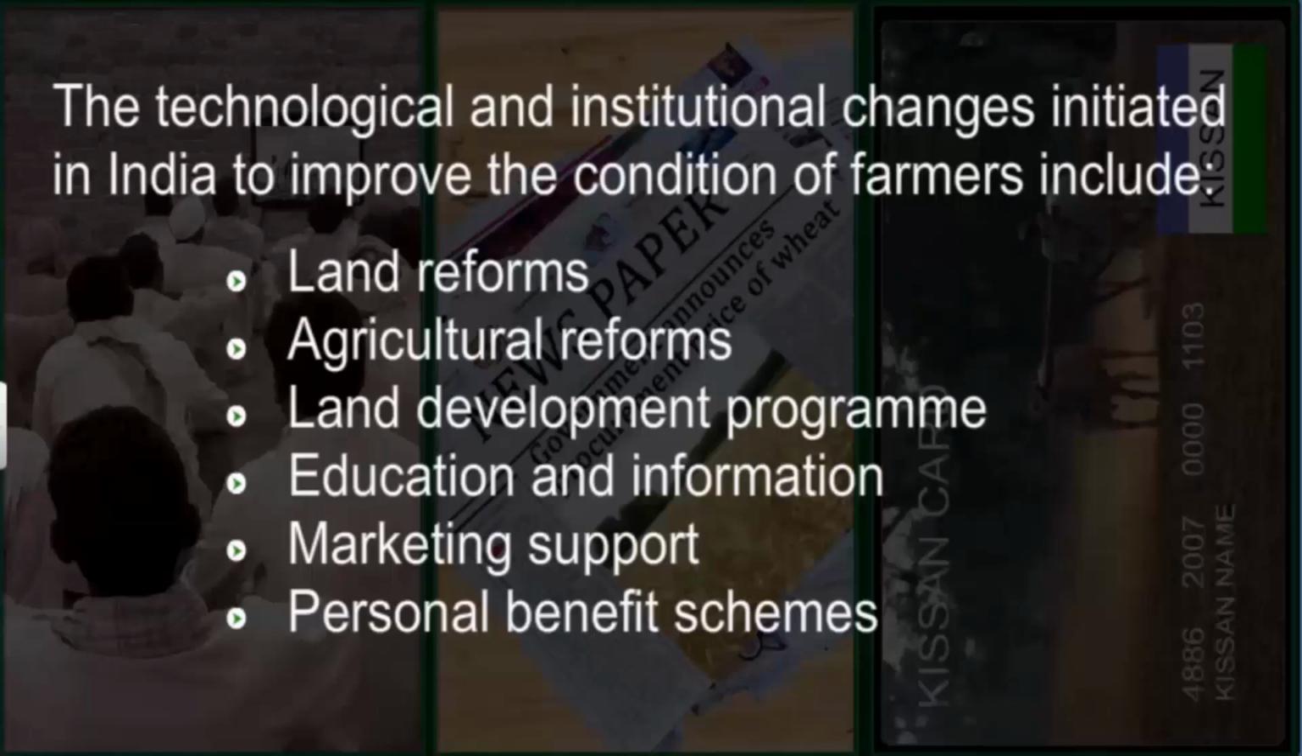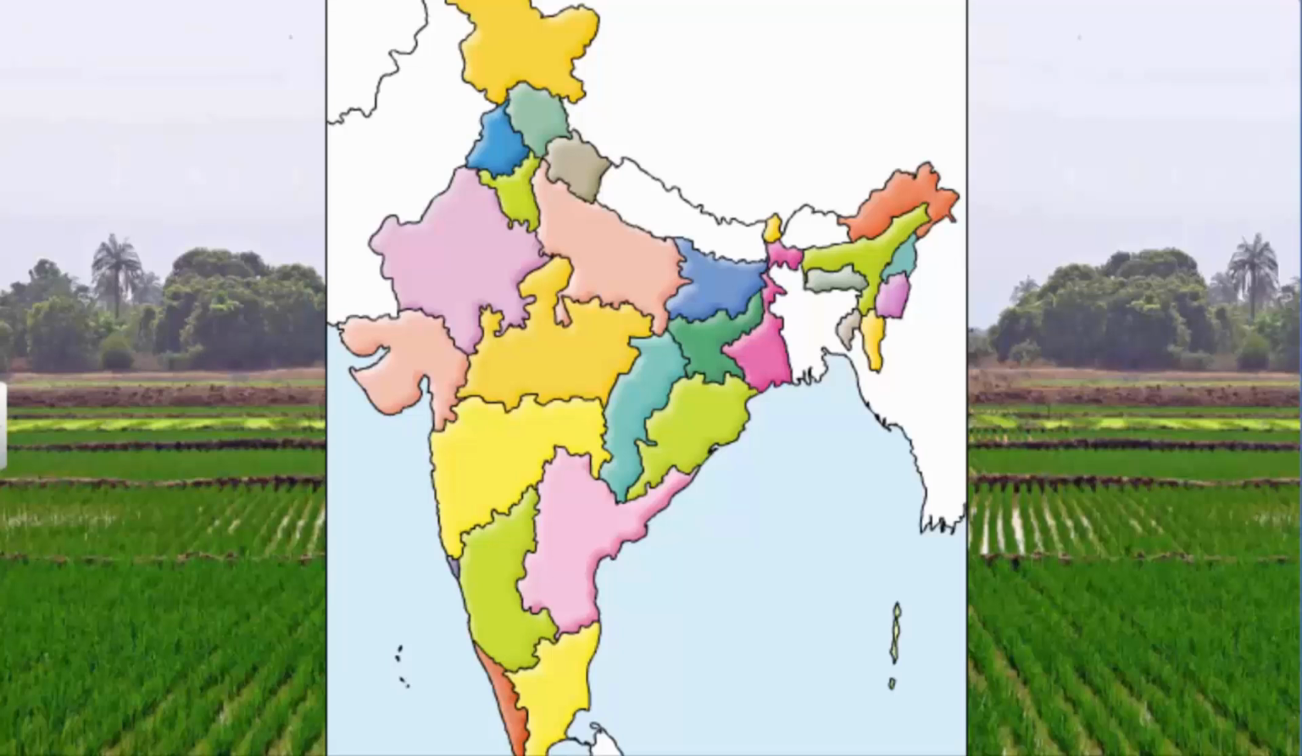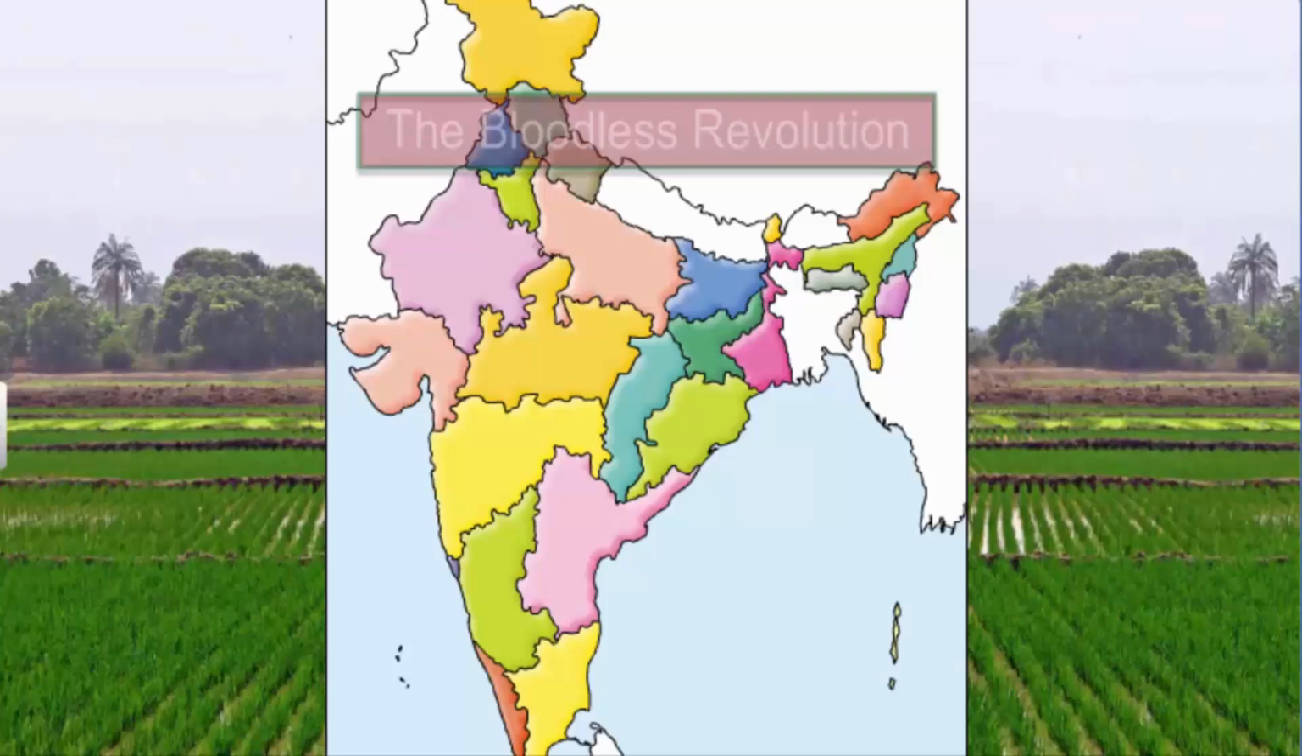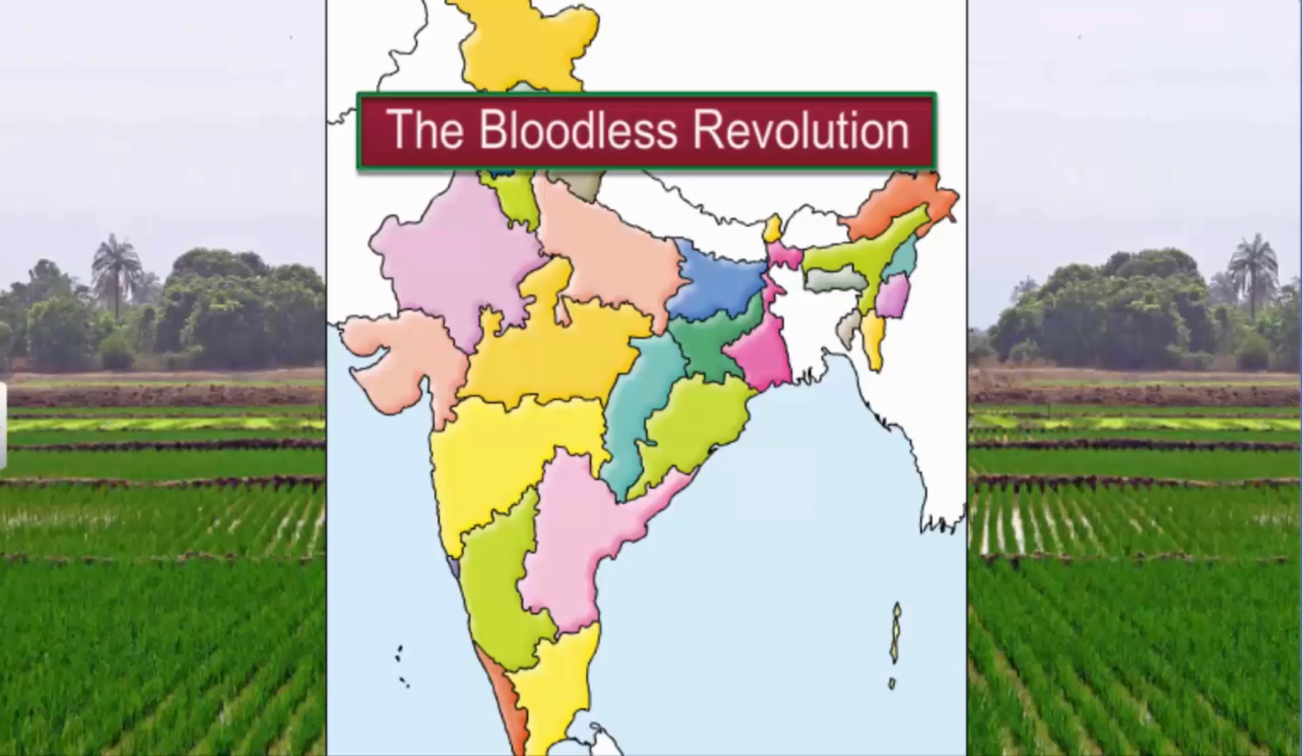The Government of India launched several programs and initiatives to improve the condition of farmers. However, the implementation of these programs needs improvement so that their benefits reach the farmers in all parts of the country.